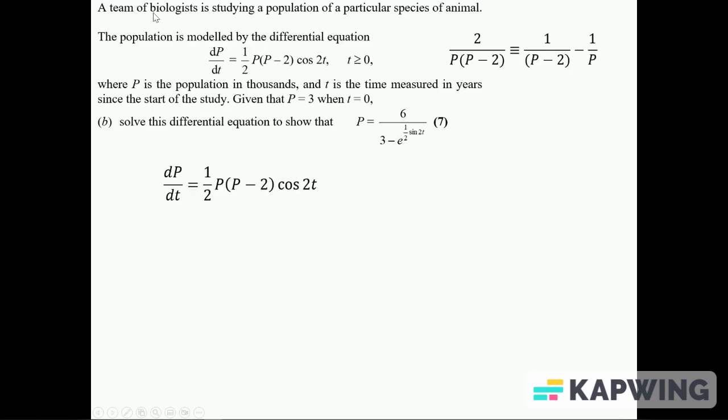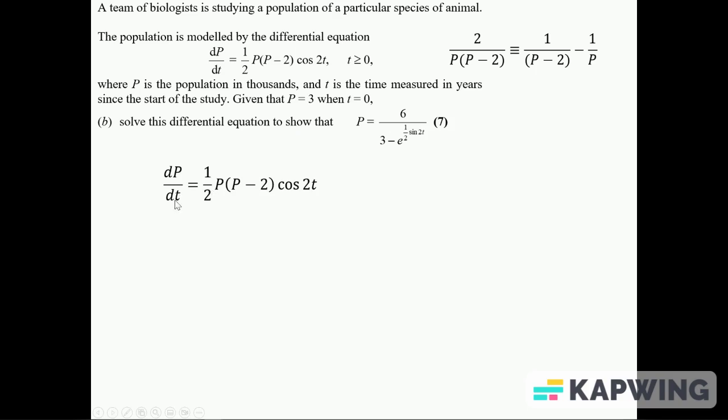And then it's a team of biologists studying the population of a particular species of animal, and the population is modelled by that differential equation. So the rate of increase of the population, that's how they reckon it's worked out. P is the population in thousands, and t is the time measured in years since the start of the study. P is 3 when t is 0, so the population was 3,000 at the start. And we're going to solve the differential equation to show that p is equal to that. So we've got to get the form p equals.